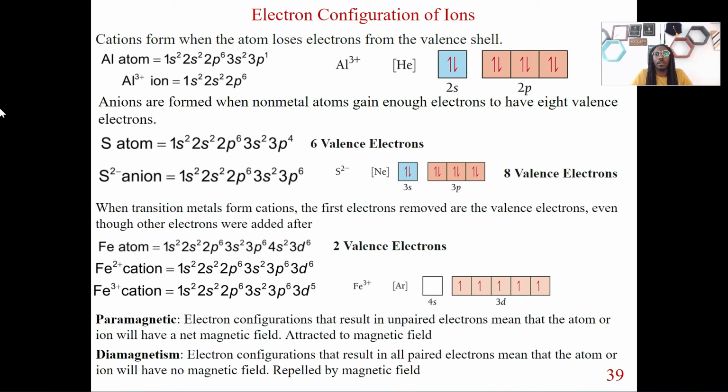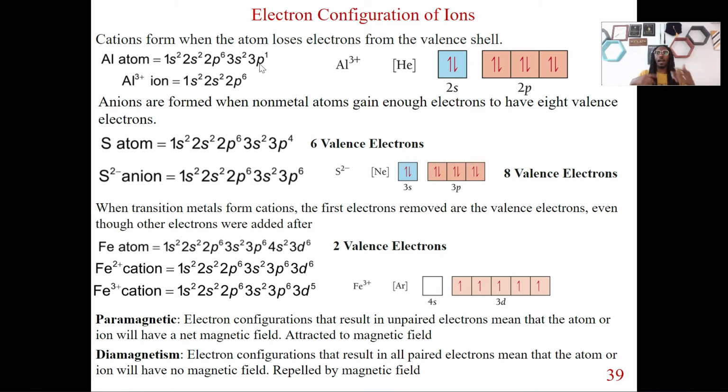So when it comes to the electron configurations of ions, it makes sense now when we were talking about everybody trying to be like a noble gas. For example, if we're talking about cations, cations are formed when the atoms are losing their electrons from the valence shell. So if we look at our aluminum atom, we understand that aluminum is going to have three valence electrons on the outermost shell. So we do our electron configuration. It's 1s2, 2s2, 2p6, 3s2, 3p1. This is aluminum's normal electron configuration.